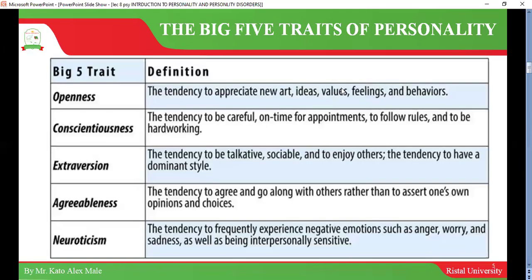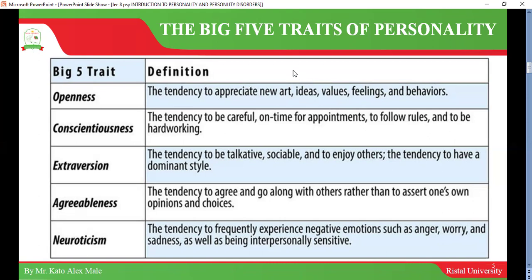Okay. The big 5 traits of personality, the big 5. These were suggested in the trait theory. We are going to see it in the subsequent slides. The big 5 include openness, conscientiousness, extraversion, agreeableness, and neuroticism. Openness is the tendency to appreciate new art, ideas, values, feelings, and behaviors.